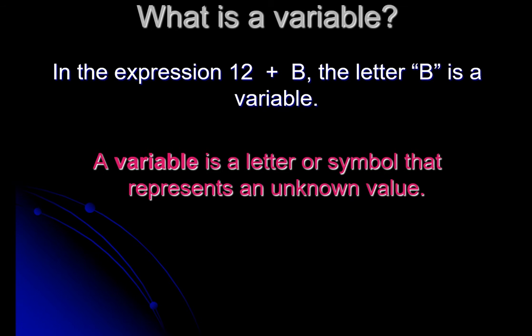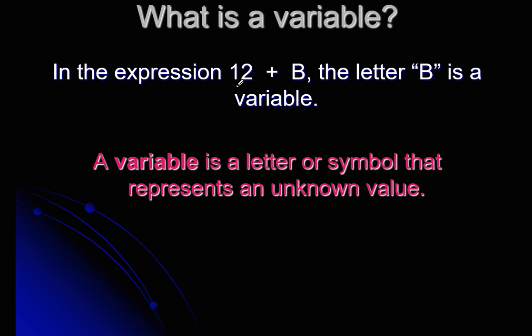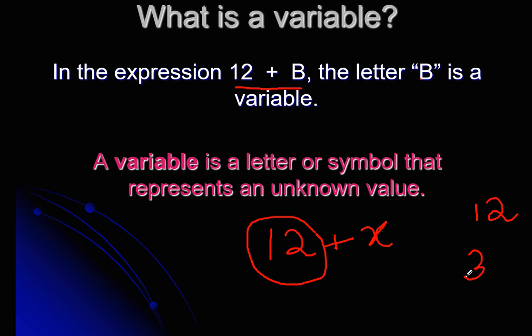What is a variable? A variable is, like, in 12 plus b, which is one algebraic expression, where b is the variable. Why is it a variable? Because if you write 12 plus x or anything, x, y, z, a, b, c, the value of 12 is always fixed. You can get 12 by multiplying 3 times 4 or 6 times 2, so you know what 12 is, but you don't know the value of x. That's why it is called a variable.